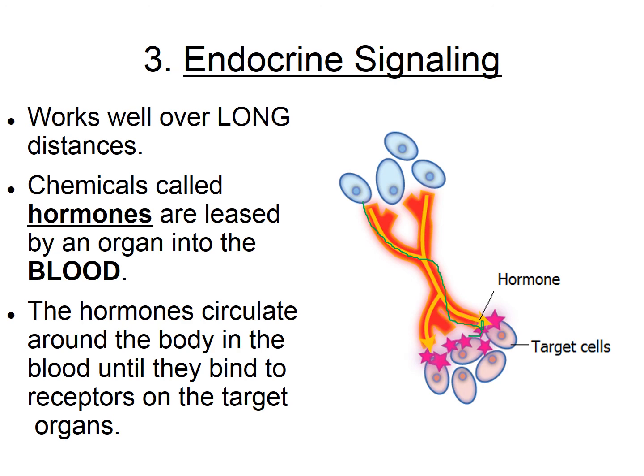So the key to endocrine signaling is the use of blood and the use of hormones. These chemicals are called hormones.